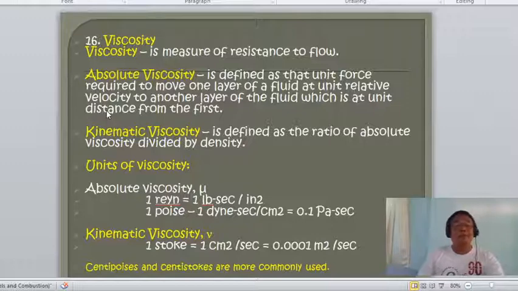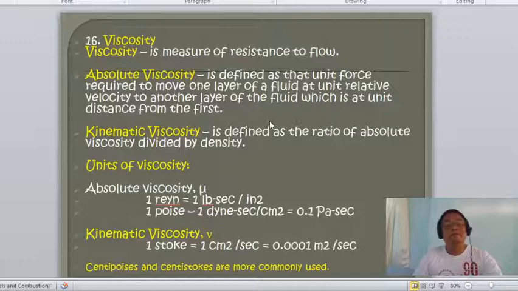What are the units used in this viscosity? For absolute viscosity, we have the Reyn. This is in the English system. Reyn is pound second per square inch. Another is the Poise unit, which is in CGS. That is dyne second per square centimeter, or Pascal seconds.